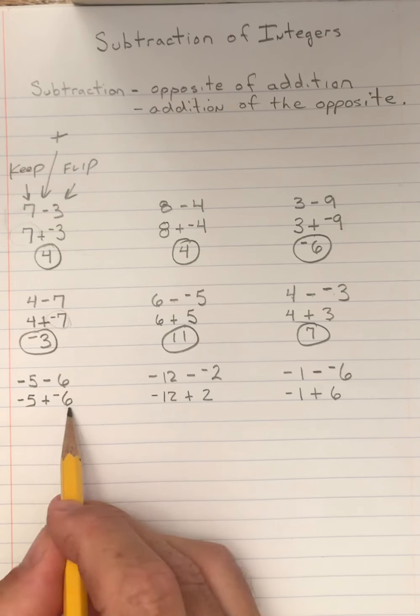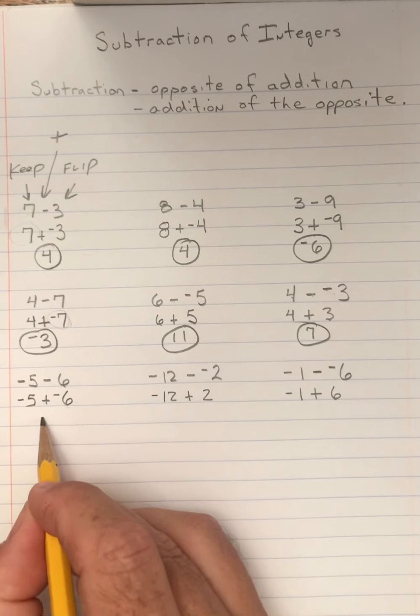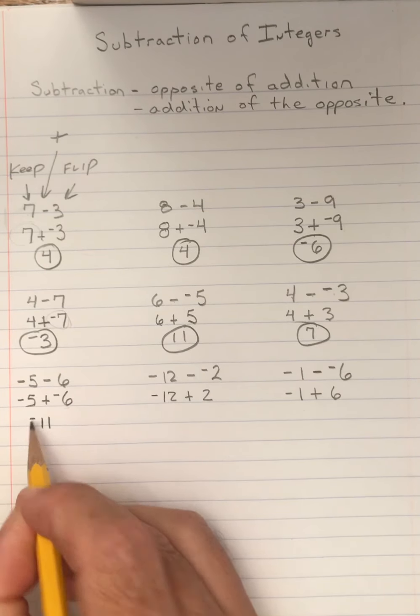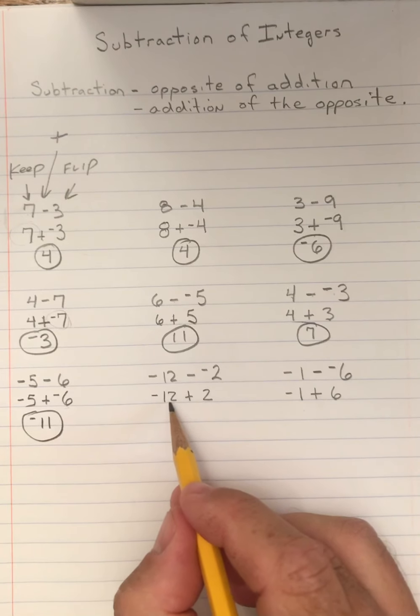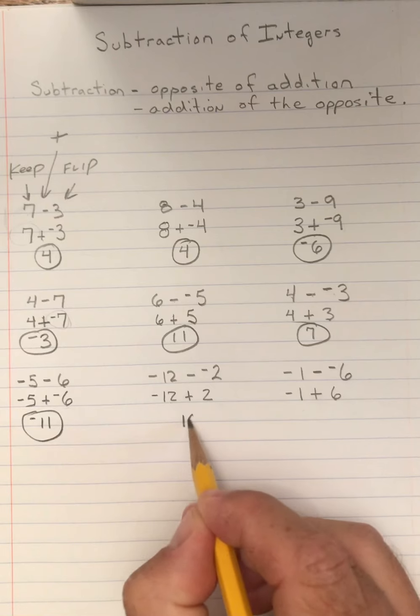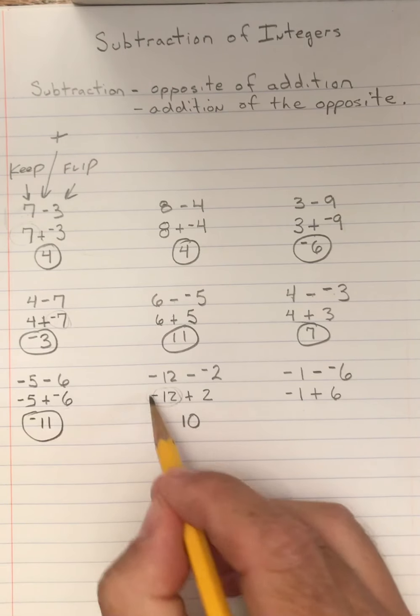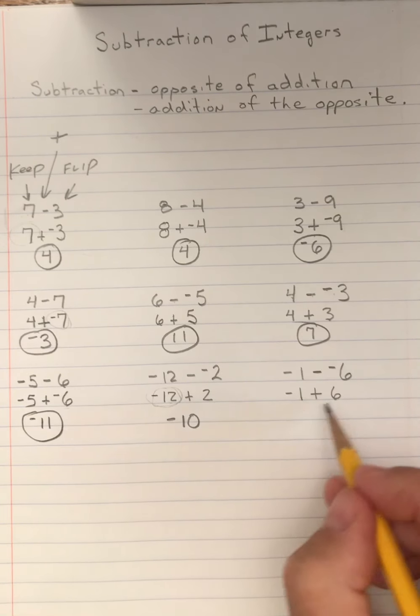Same signs. That means I have to add them and keep the sign. 5 plus 6 is 11. Keep the sign. Done. Different signs. Subtract. 12 minus 2 is 10. Use the sign of the larger absolute value. That's negative.